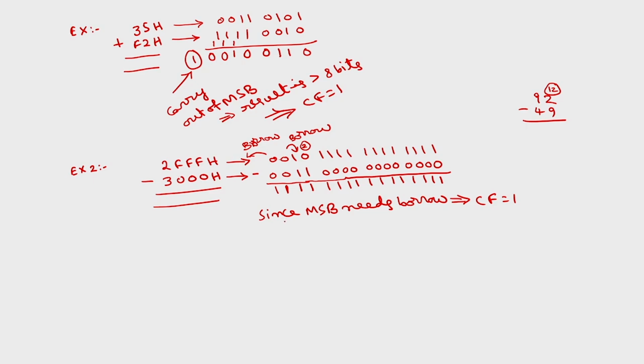Then the other way to check this is, since the subtrahend is greater than the minuend, this implies the carry flag is set. So, you see about this carry flag, during the addition as well as during the subtraction. These are the conditions for the carry flag to be set. Then coming to the second conditional flag, which is the parity flag.